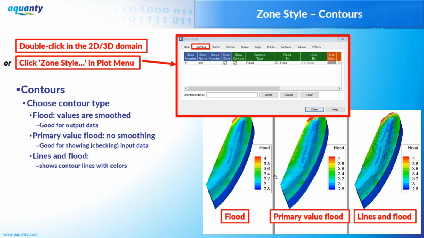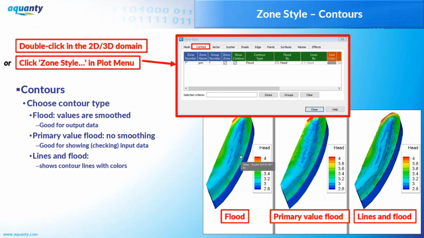I'm showing contour, but contour has different options. You can have flood, primary value, and lines and flood. So flood is smoothed. So this is flood and this is primary values. So primary values, whatever was reported from HGS as a value for a certain mesh or certain cell, it will show here. But the problem is, in the big picture, it doesn't look that good. If you smooth these results and show flood, it will look like that.